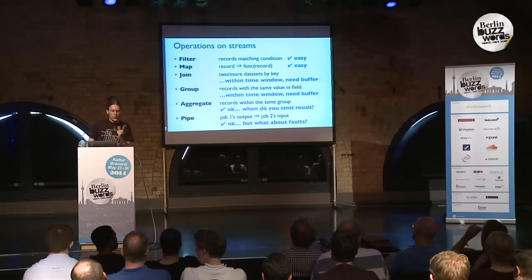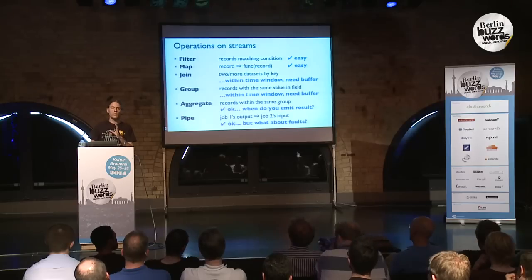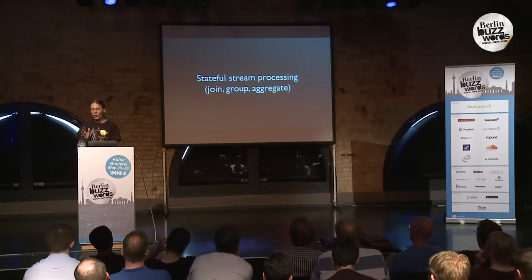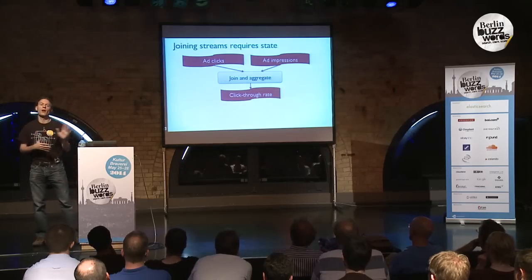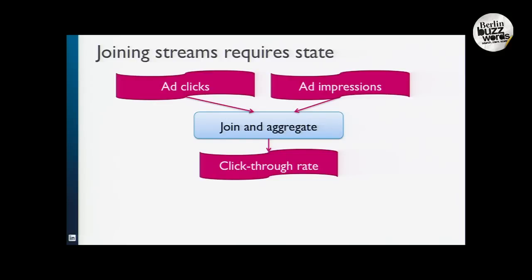So what I want to focus on right now is the stateful parts of stream processing. As I said, the basic filtering and mapping, that's easy. But the joining, the grouping, the aggregation, that's what's hard. So let's work with an example. It makes it a bit easier to understand. Say you have a website which has ads on it, and you want to know the click-through rate for your ads.